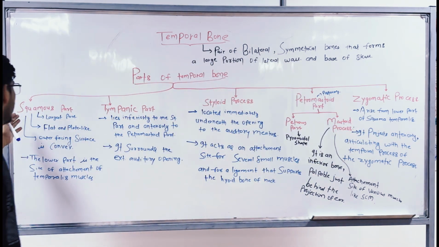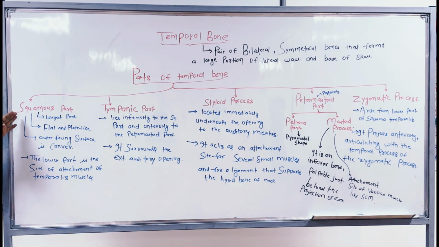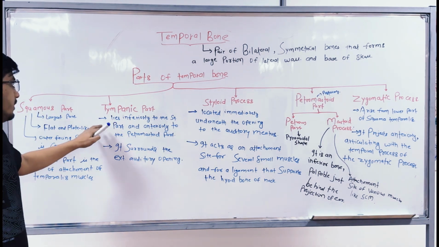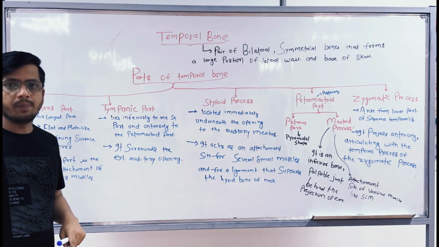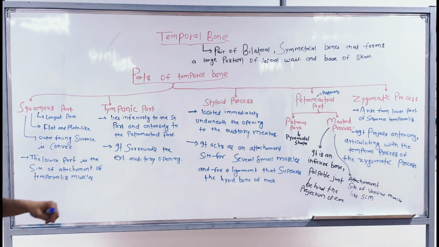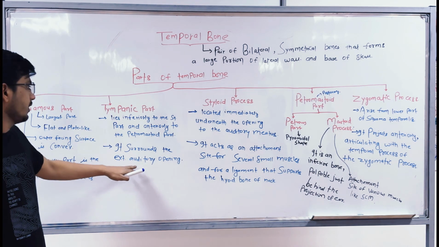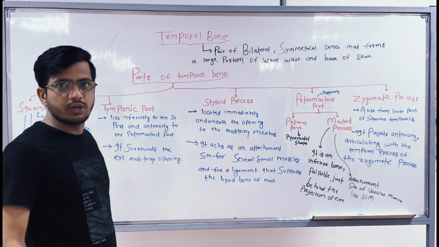Now what is the characteristic feature of the squamous part? It is the largest part, and it is a flat, plate-like structure. The outer surface is convex in nature, and the lower part is the site for the attachment of the temporalis muscle. Then we have the tympanic part. The tympanic part lies inferiorly to the squamous part and inferiorly to the petromastoid portion. It surrounds the external auditory opening and leads to the external auditory meatus.